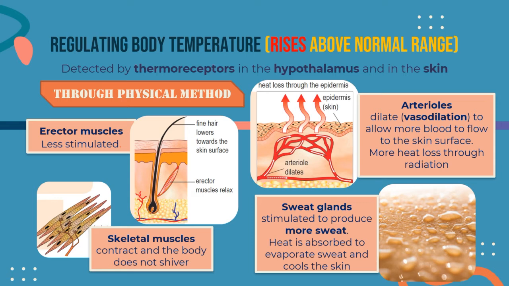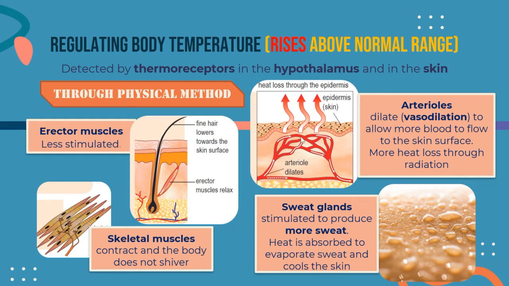So why does the arteriole expand or dilate? It is very important to allow more blood to flow to the skin surface. When more blood flows to the skin surface, there is more heat loss through radiation. The keyword here is vasodilation. What does vasodilation refer to? Arterioles dilate, or arterioles expand.